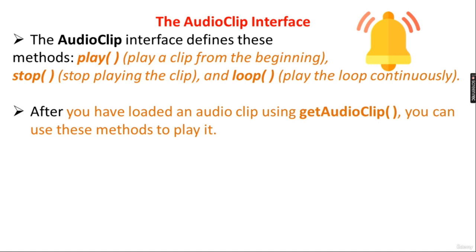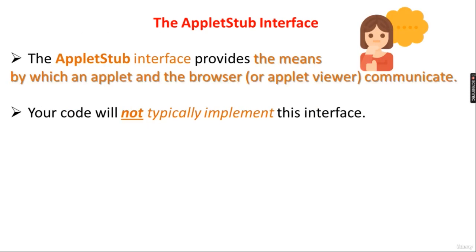Next is the AudioClip interface. The AudioClip interface defines these methods: play, which plays the clip from the beginning; stop, which stops playing the clip; and loop, which plays the clip continuously. After you have located an audio clip using getAudioClip, you can use these methods to play it. So to play you use play, to stop you use stop, and loop to play it continuously. Firstly you have to get the audio clip and then use these methods.